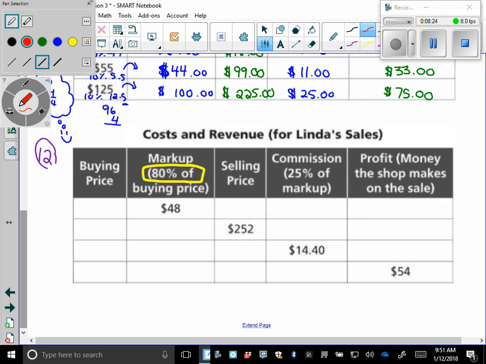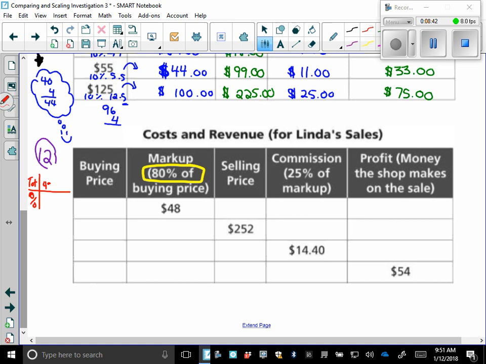So basically, it's kind of like what we had done in the homework. The total value is $48, and that represents 80% of the buying price. But I want to know what the whole buying price was. So could I get to like 10% here? What would I have to do? Yeah. Divide by 8. So there's lots of ways to get to 10%. That's just one way. That gives me 10%.